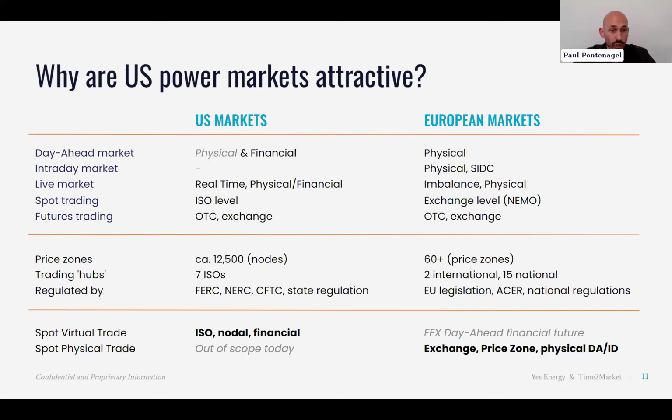Both markets, of course, also support futures trading. It's not so much a topic of today's conversation, but any OTC trading or exchange trading is, of course, possible to have exposure to longer-term markets.